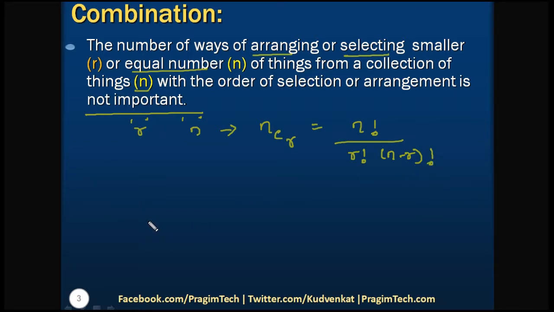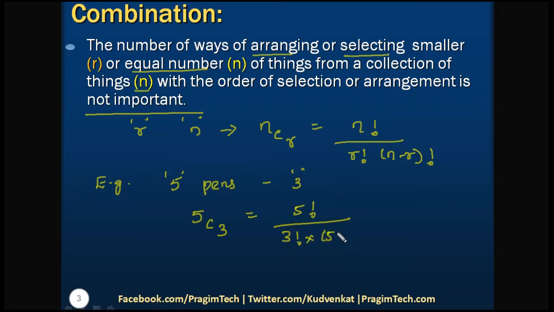In simple words, combination comes into the picture when the order of selection or arrangement is not important, whereas in permutation, the order of selection plays a role. But let us consider one simple example based on combinations. Out of 5 pens, I want to select 3 pens. So the number of combinations is given by 5C3, which equals 5 factorial divided by 3 factorial into 5 minus 3 factorial, where the order of selection is not at all important.